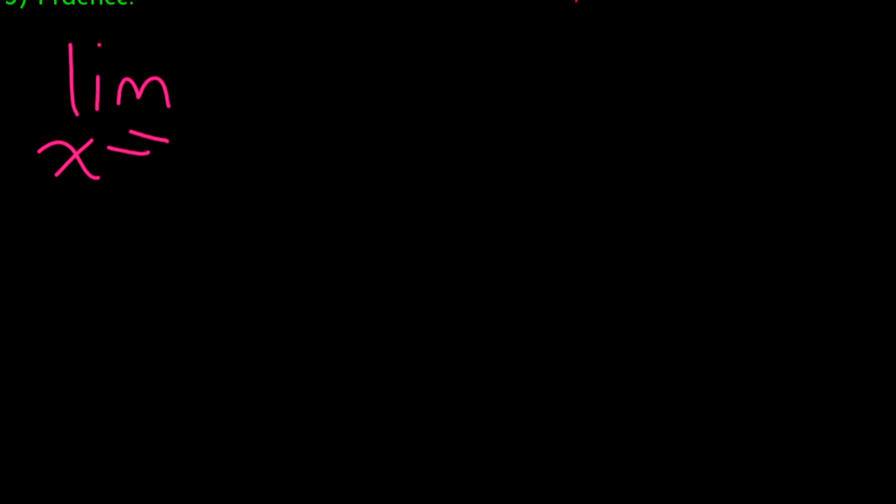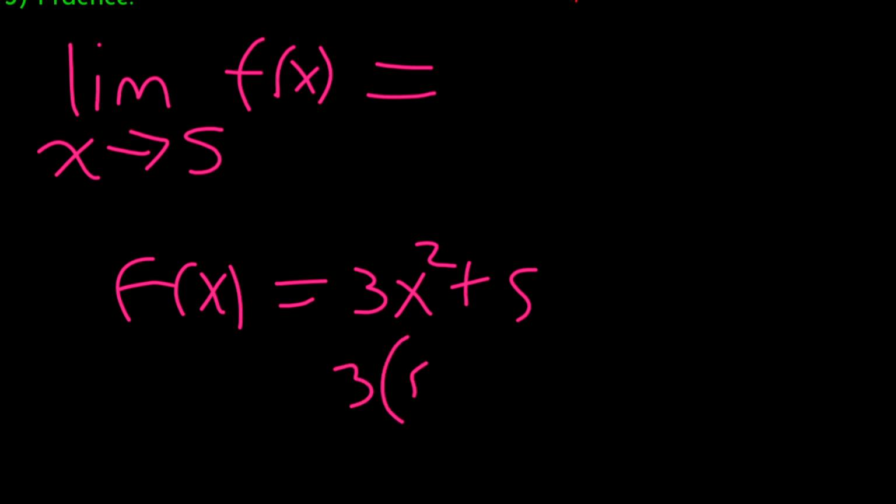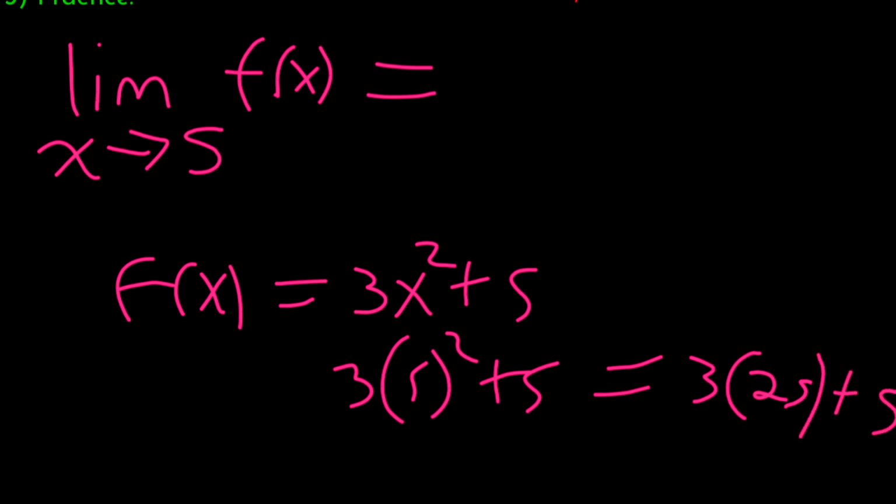Let me give you one more example and then we'll call it a day. If I ask you, what is the limit as x goes to 5 of f of x? Well, what's f of x? F of x is going to equal 3x squared plus 5. Pause the video and see if you can do it. So the answer is going to be 3 times 5 squared plus 5, which is 3 times 25 plus 5, which is 80. So that is our answer for this.